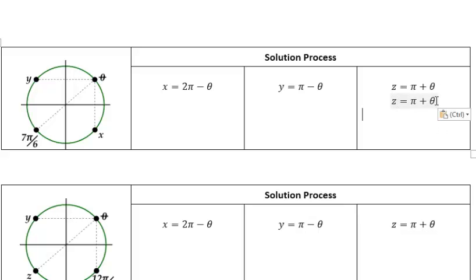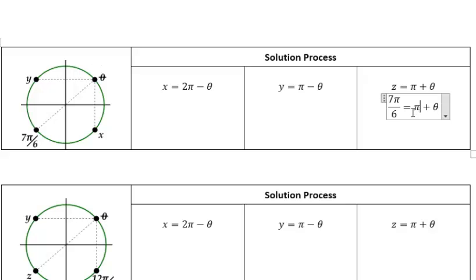So I know that z is pi plus theta, and I know that z is 7 pi over 6. That will be z. That's not the initial angle. That 7 pi over 6 will be the angle in the z position. So what I'm going to put instead of z is 7 pi over 6. Okay? And I'm trying to find the initial angle.